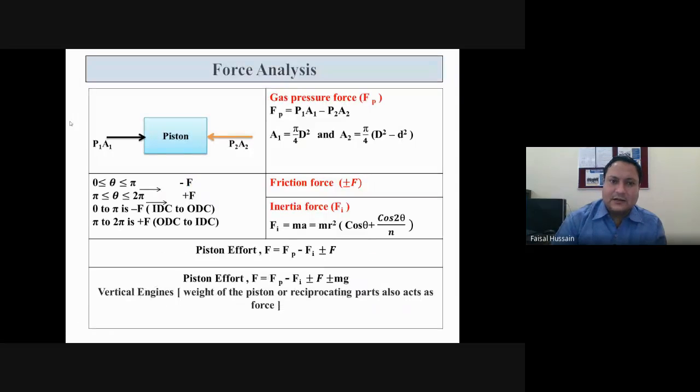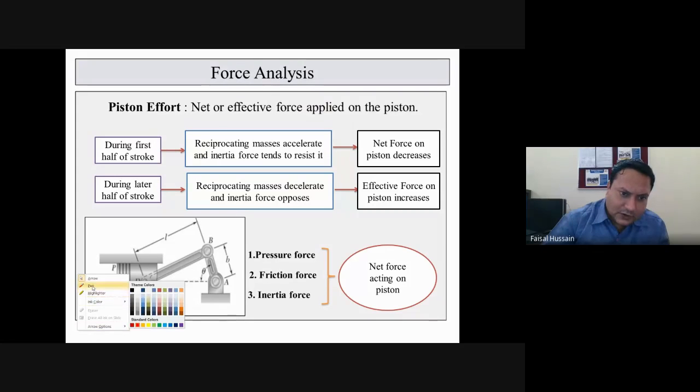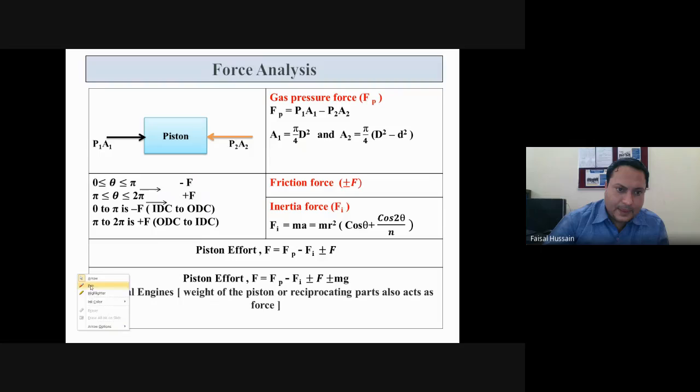So let us see here. This is my piston. Okay. This is my piston. I have drawn the free body diagram of this piston in the next slide. See. This is the piston. Okay. So on this side, the pressure force acting will be P1A1. Okay. And similarly here, the total force acting will be P2A2.